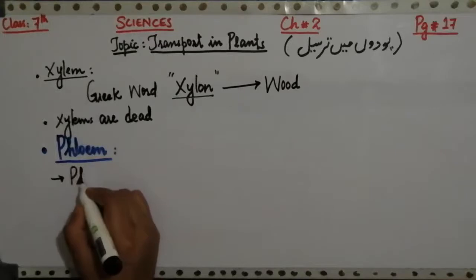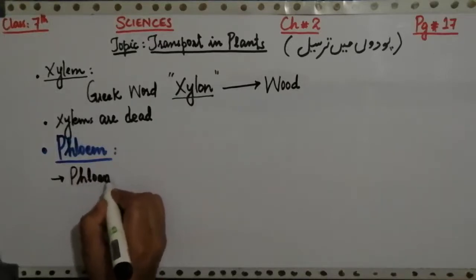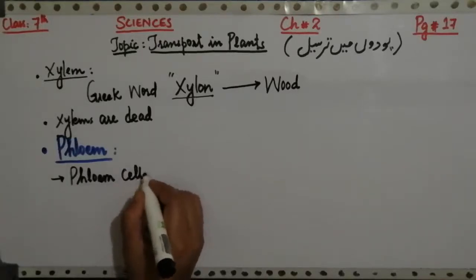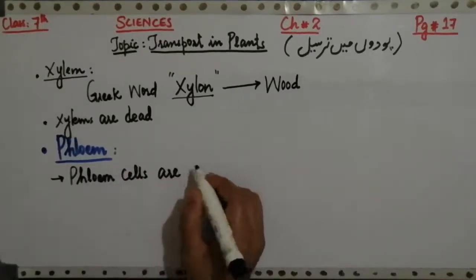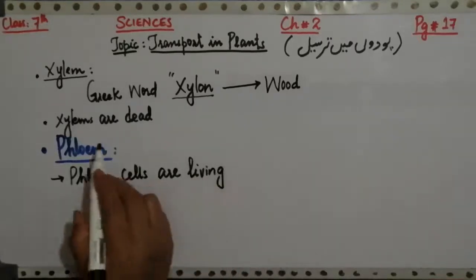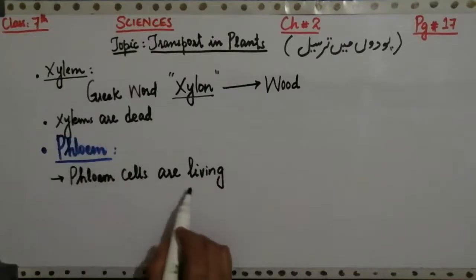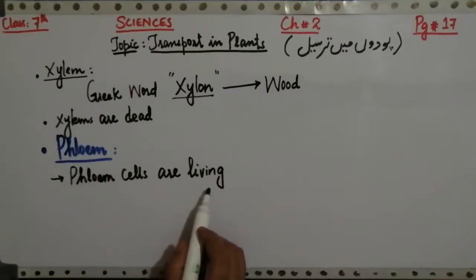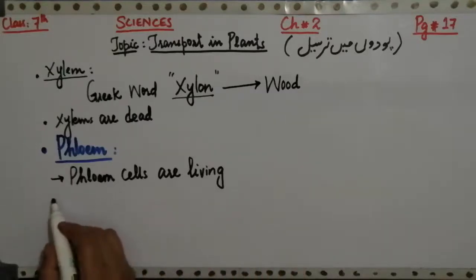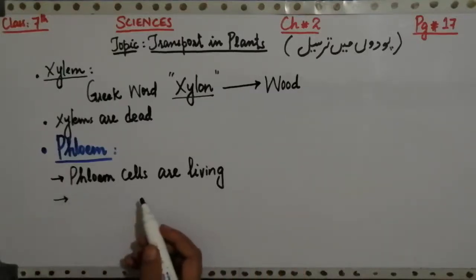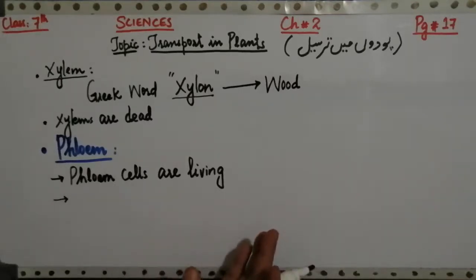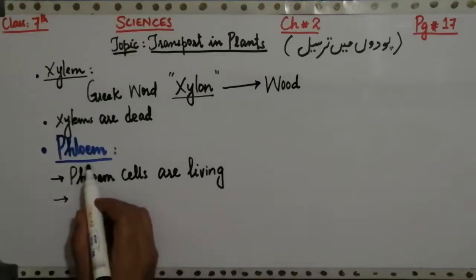What about phloem tubes or phloem cells? The phloem tissues are made up of cells which are living. So this is a clear-cut difference between the xylem and phloem: xylem cells are dead while phloem cells are living cells, joined end to end. And not only this, they carry sugar solution from the leaves, where it is made during photosynthesis, to every other part of the plant. So what is the main function of phloem?